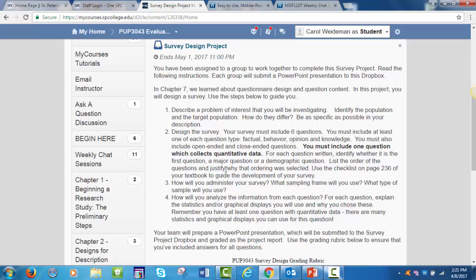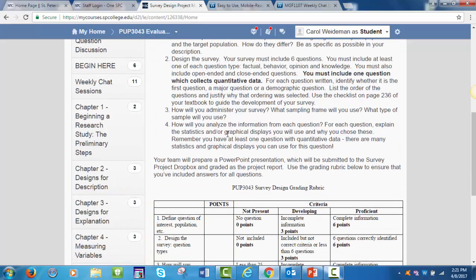List the order of the questions and justify why you selected that order, and there's a checklist in your book that can help you. How will you administer your survey? What will your sampling frame be? What kind of a sample will you use? And then how will you analyze the information? When we build a survey, we want to think about every question and how we're going to summarize and analyze the data from that question.